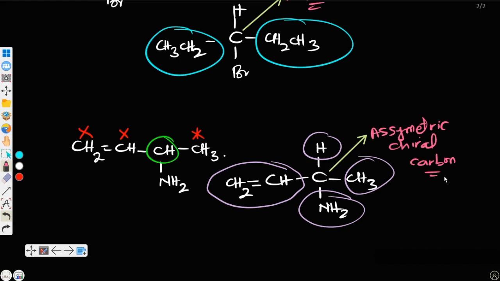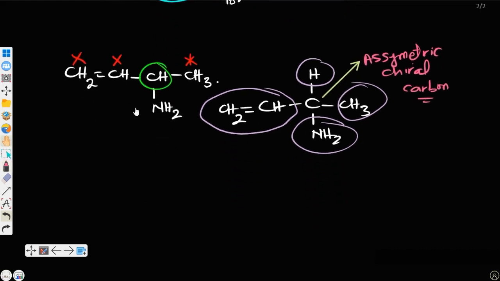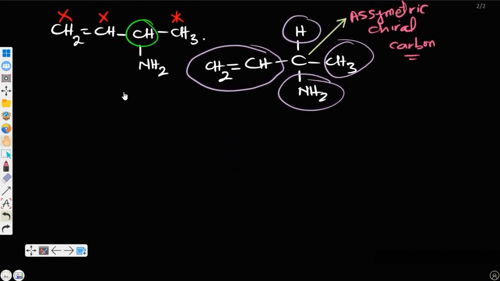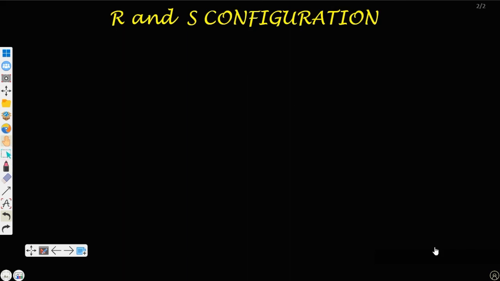Now we want to look at the R and S configuration. Now the R and S configuration also follows the Cahn-Ingold-Prelog principle. You know what the Cahn-Ingold-Prelog principle states, right? Yeah. So now let us talk about the R and S configuration. The R and S configuration is mostly used for enantiomers and compounds that have a chiral carbon center.